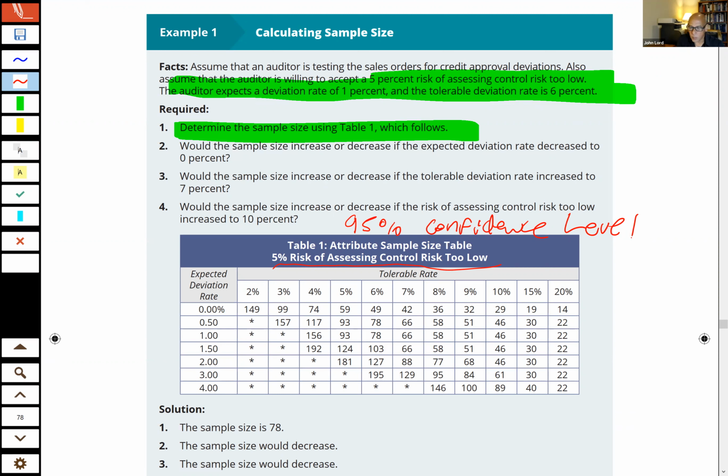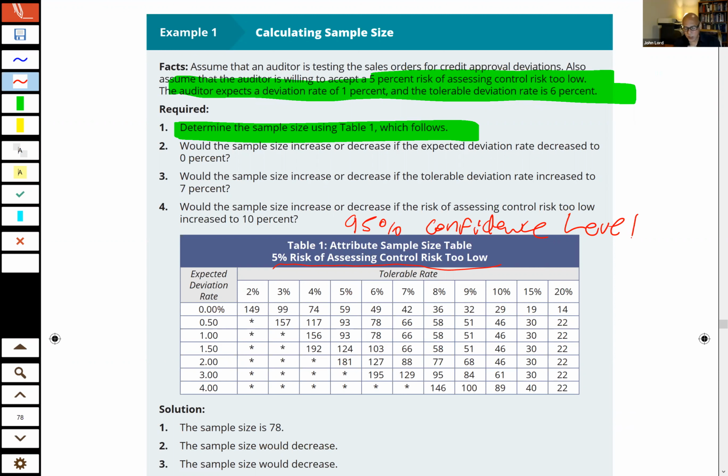If we want only a 1% chance of assessing control risk too low, we'd have to go to the 99% confidence level table, and it's a whole other table, right? Is there any 0% risk of assessing control risk too low? No, because we always say, hey, the sample could be lying to us here, right? Okay, so we use those parameters up there. We know that we're on the right table.